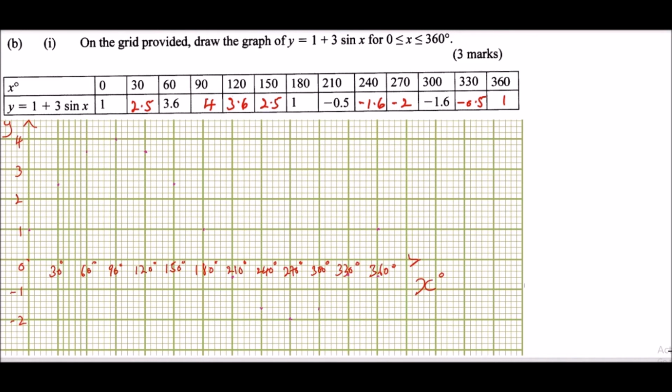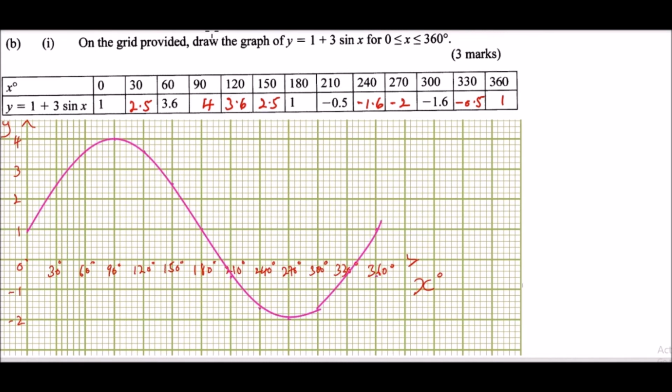So with these points, we join them using the freehand, and we come up with a graph. So this is a graph of y is equals to 1 plus 3 sine x. So that is part B, and you get yourself 3 marks.